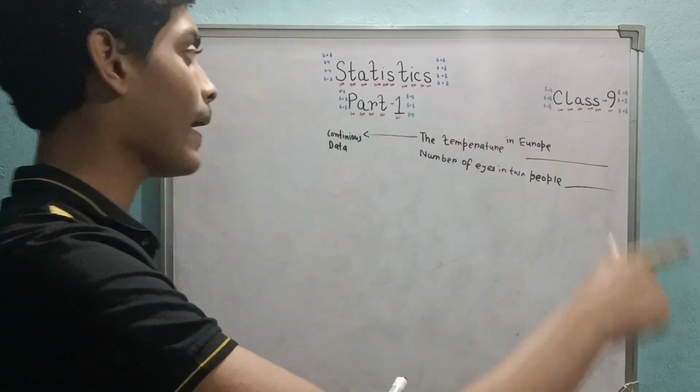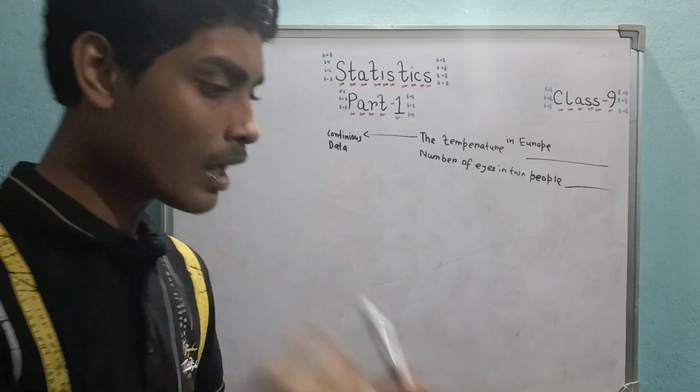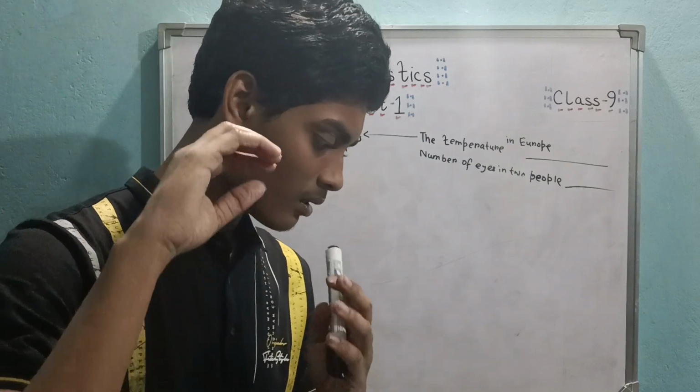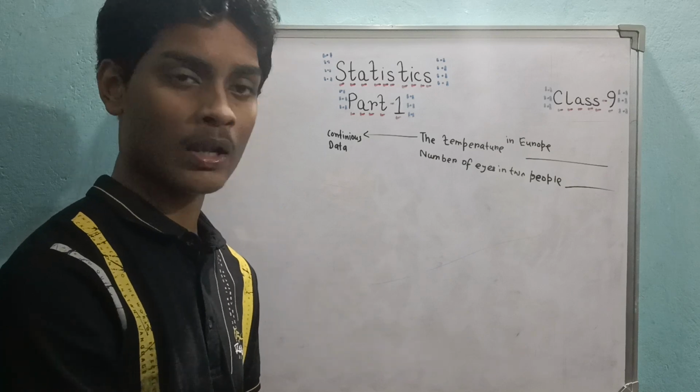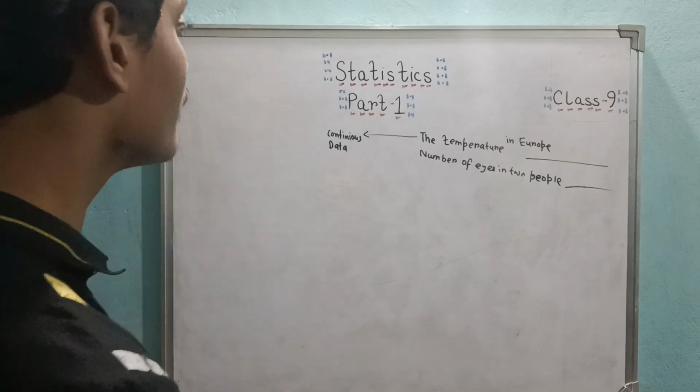And the word discrete, absolutely. A data value that can be represented as one single value is called discrete data.